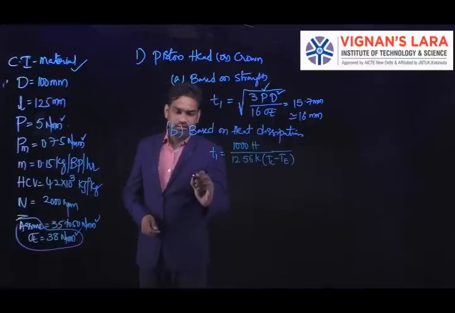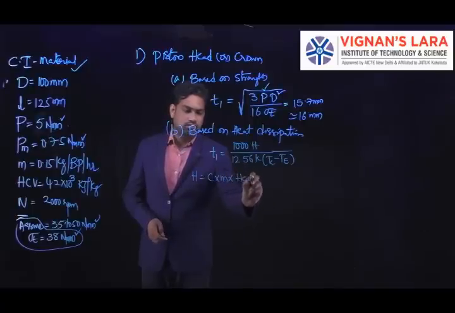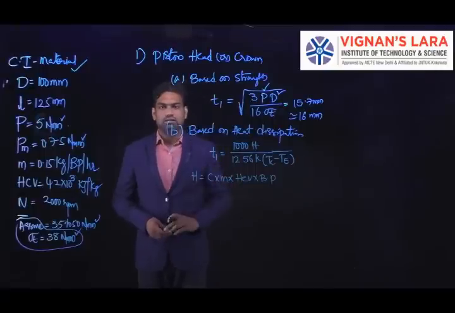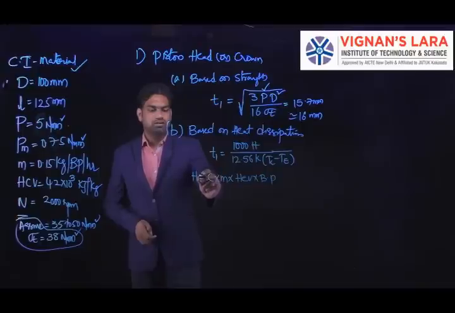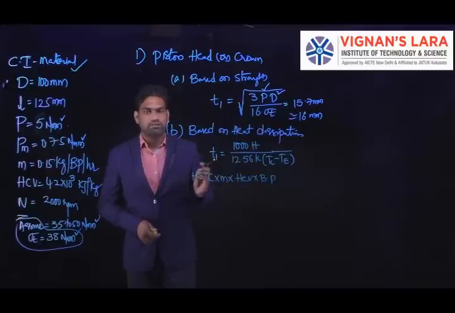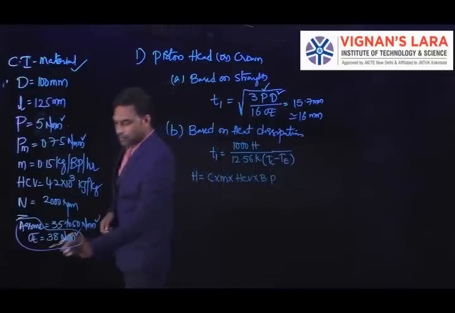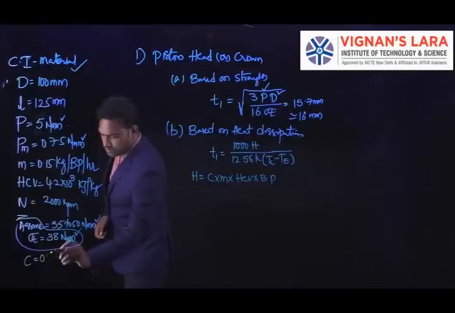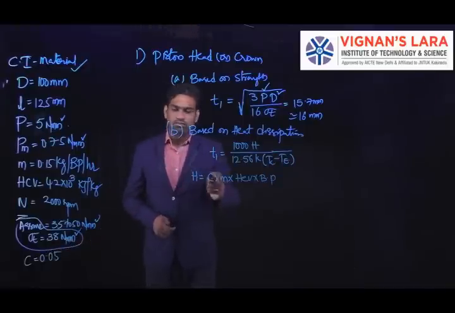It is given by H equal to C into M into HCV into brake power. Here C is the fraction of heat flowing through the piston, which is a constant. Here we are assuming only 5% of heat is passing through the piston head, so C equal to 0.05 is a constant value.